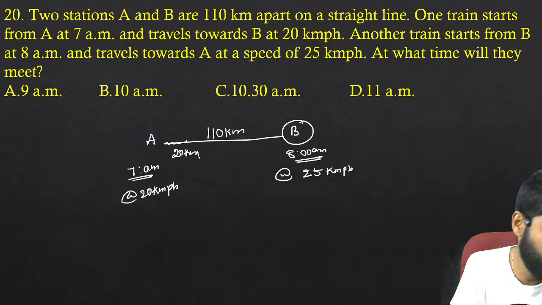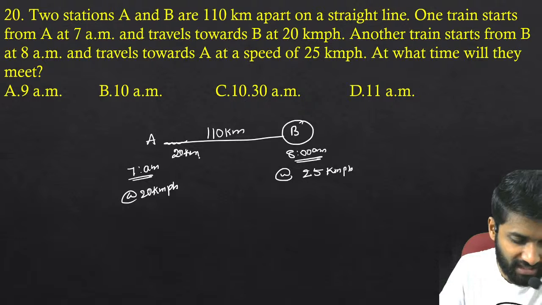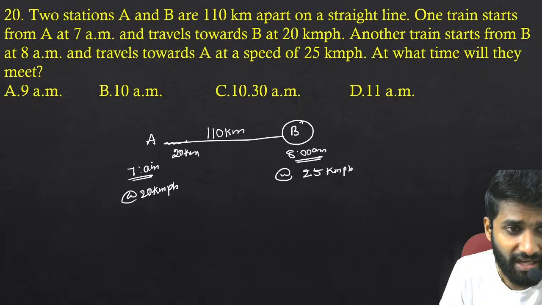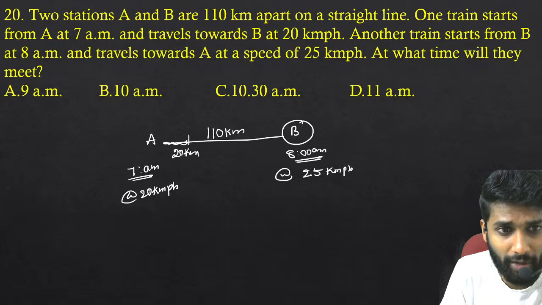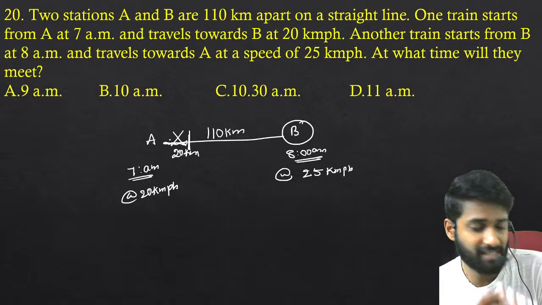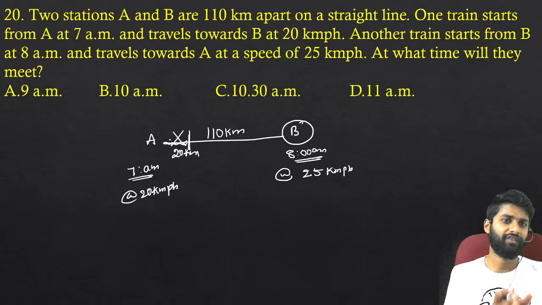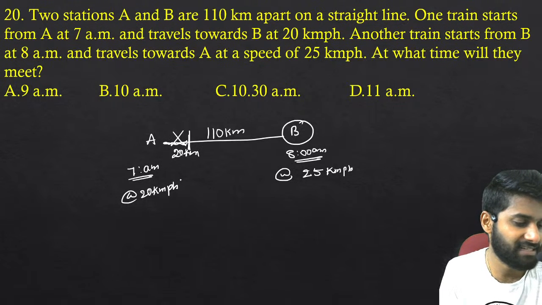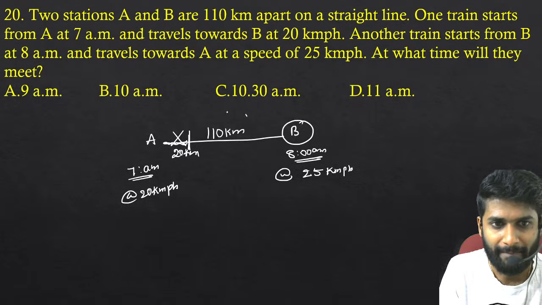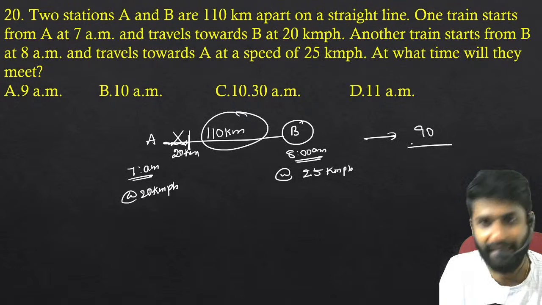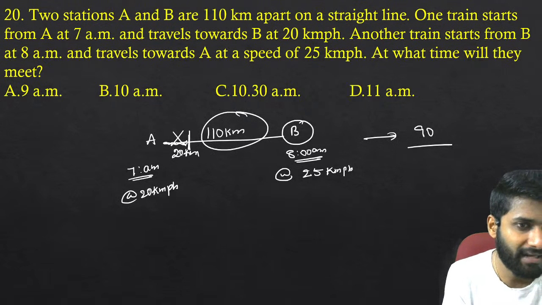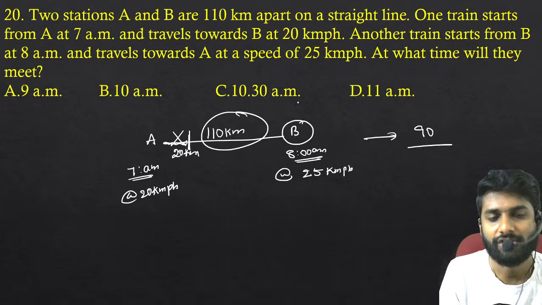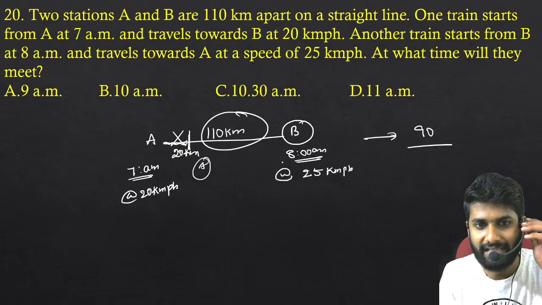What I mentioned is that relative speed deals with two bodies in motion at the same time. That's why you eliminate the first 20 kilometers. Why? Because the first 20 out of 110 kilometers are related to a particular speed. Only from 8 a.m. are both trains running, so then you can go with relative speed. Now the distance between the places is exactly 90, because 20 kilometers were already covered by A from 7 a.m. to 8 a.m.